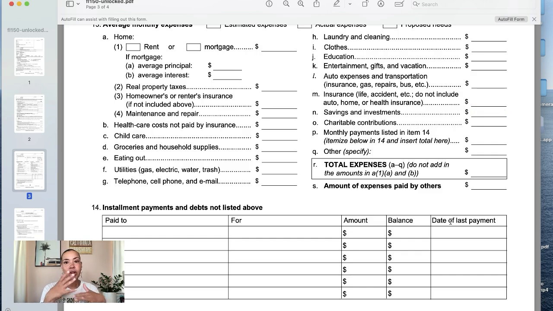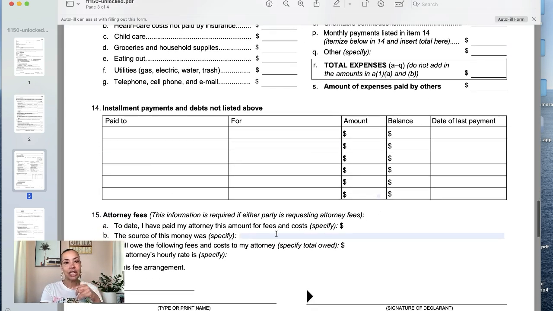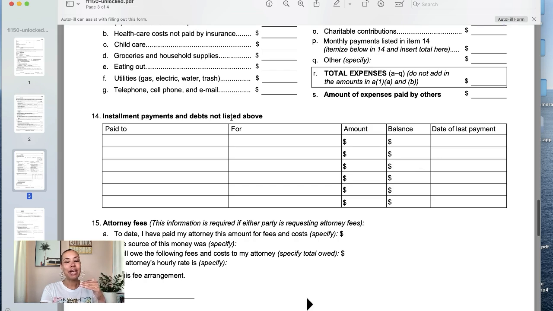Maybe you regularly donate to PBS or something like that, or to your local congregation. Some people utilize this section and other people don't. So, any installment payments and debts not listed above. The reason why some people don't use that is because they have all of their debts and their installment payments, like their car payments, listed on the FL 142. So it's up to you if you want to fill this in or not.